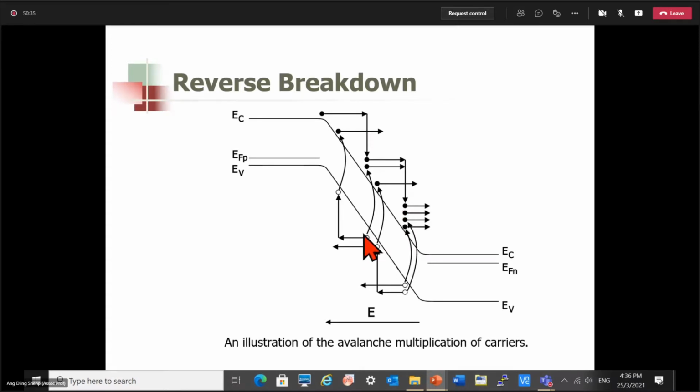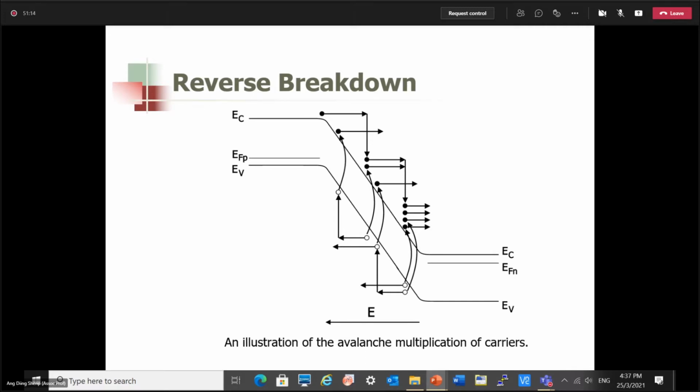Now, not to forget, the holes that are created by the impact ionization can also get accelerated by the electric field to high energy, causing impact ionization. So this arrow here represents this hole being accelerated to very high kinetic energy. At this point, this excess kinetic energy is imparted to another valence electron, causing the generation of electron-hole pairs. All right, so both the holes and electrons that are created by impact ionization can themselves create more charge carriers through further impact ionization.